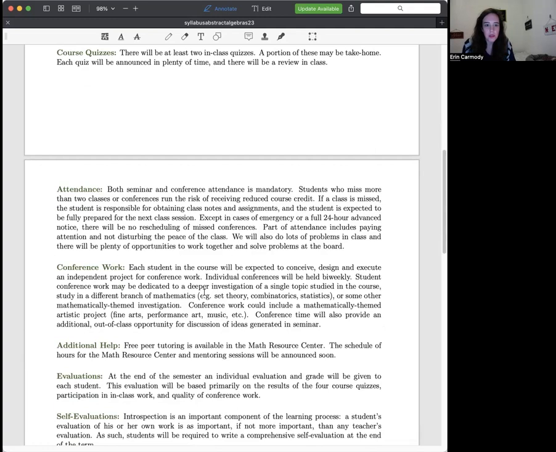I know things happen, of course. But seminar and conference attendance is mandatory. If you miss more than 2 classes, it says reduced course credit or could lower your grade. This is important. If a class is missed, students are responsible for obtaining class notes and assignments, and you're expected to be fully prepared for the next class.